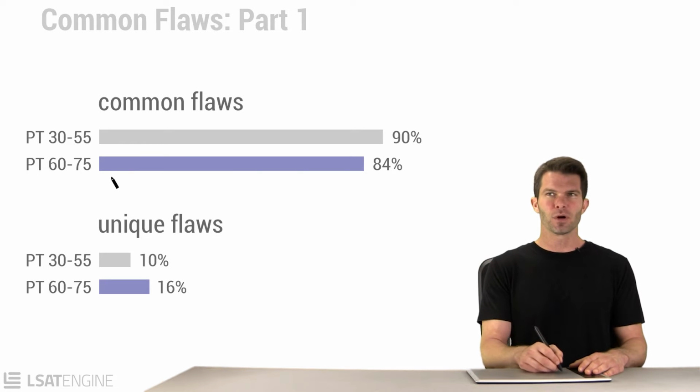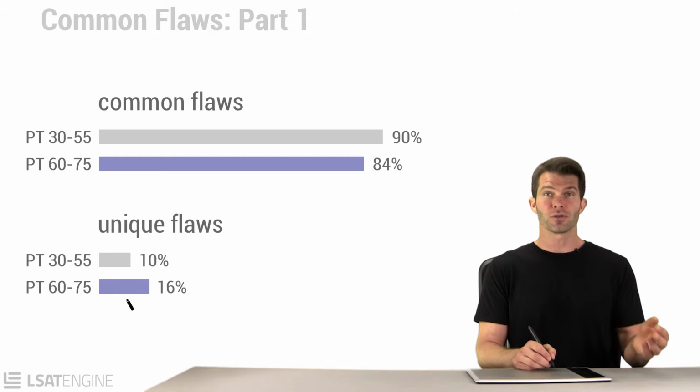And in a sampling of newer prep tests, the percentage of common flaws has gone down a little bit and the percentage of unique flaws has gone up. And these are always a little bit trickier. They're on the harder end of the test because you just don't have a precursor. You don't have something that you can relate it to anticipate how they might phrase the answer choice.